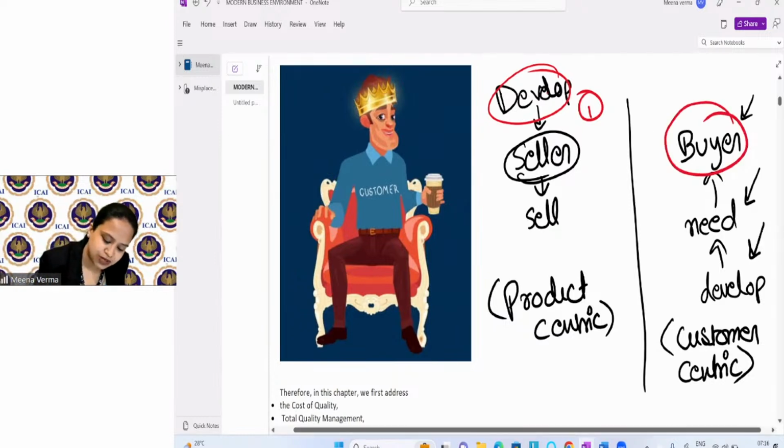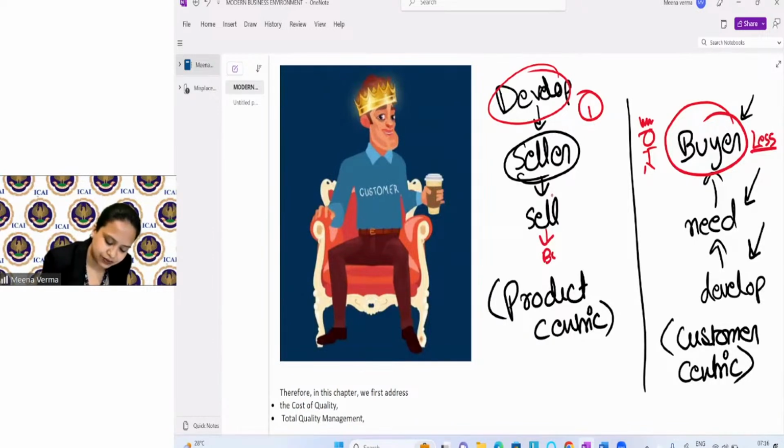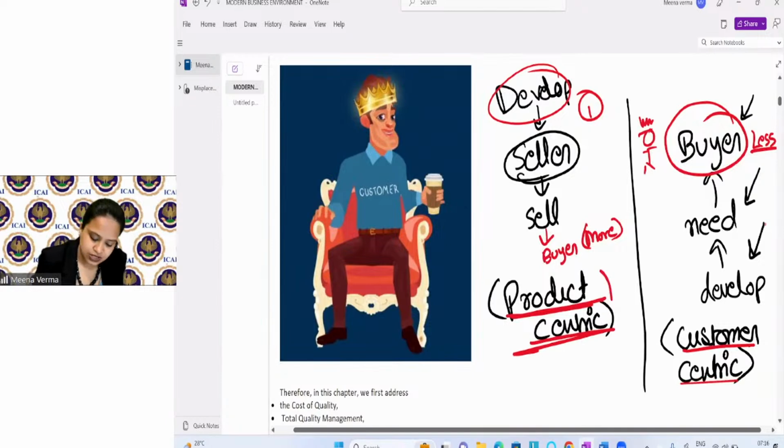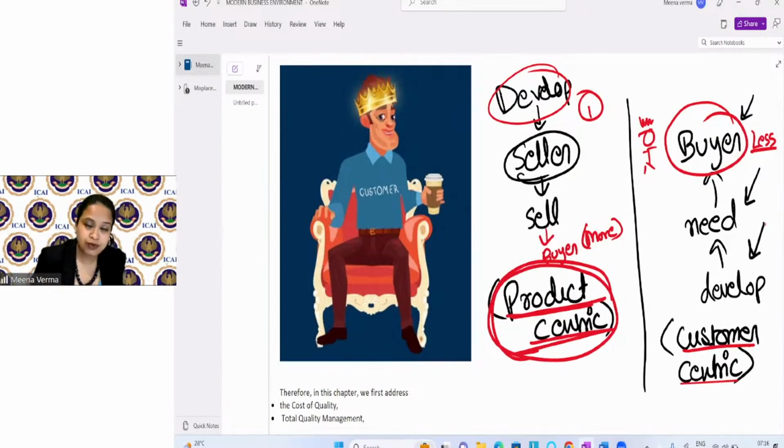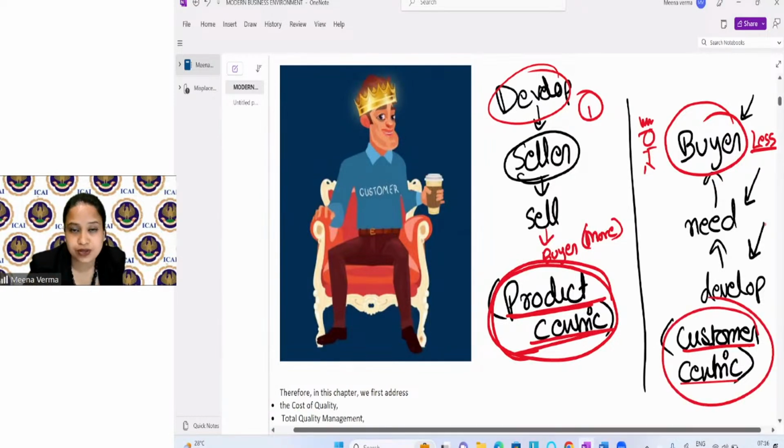First, we understand the customer, because the customer is king. The number of buyers is less now. Earlier, the buyers were more in the market. Since the number of buyers is less, we have to keep them happy and understand their need. For that reason, the market has shifted from product centric to customer centric. Earlier we were focusing on our product, on improving it and producing the best product. Now we are focusing on the customer. We just want to keep them happy. That's it, right?